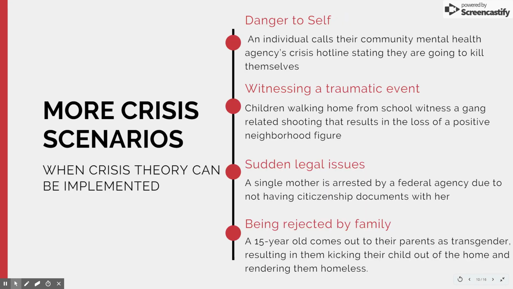There are many other scenarios where crisis theory can be implemented. These include harm to self situations where someone discloses their intent to hurt or kill themselves. It could be something like witnessing a traumatic event like a shooting. It can involve sudden legal issues like deportation or incarceration, or being rejected by family due to coming out.